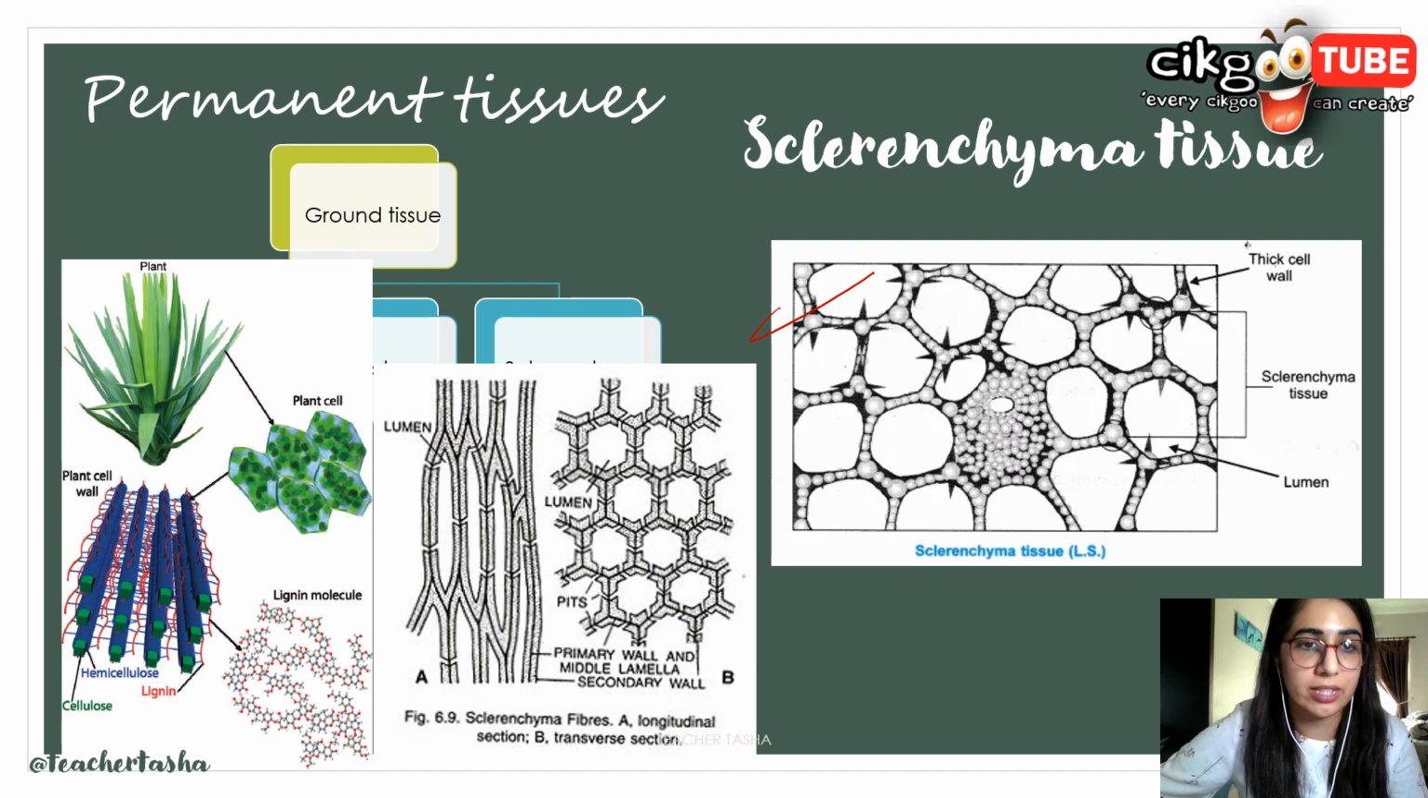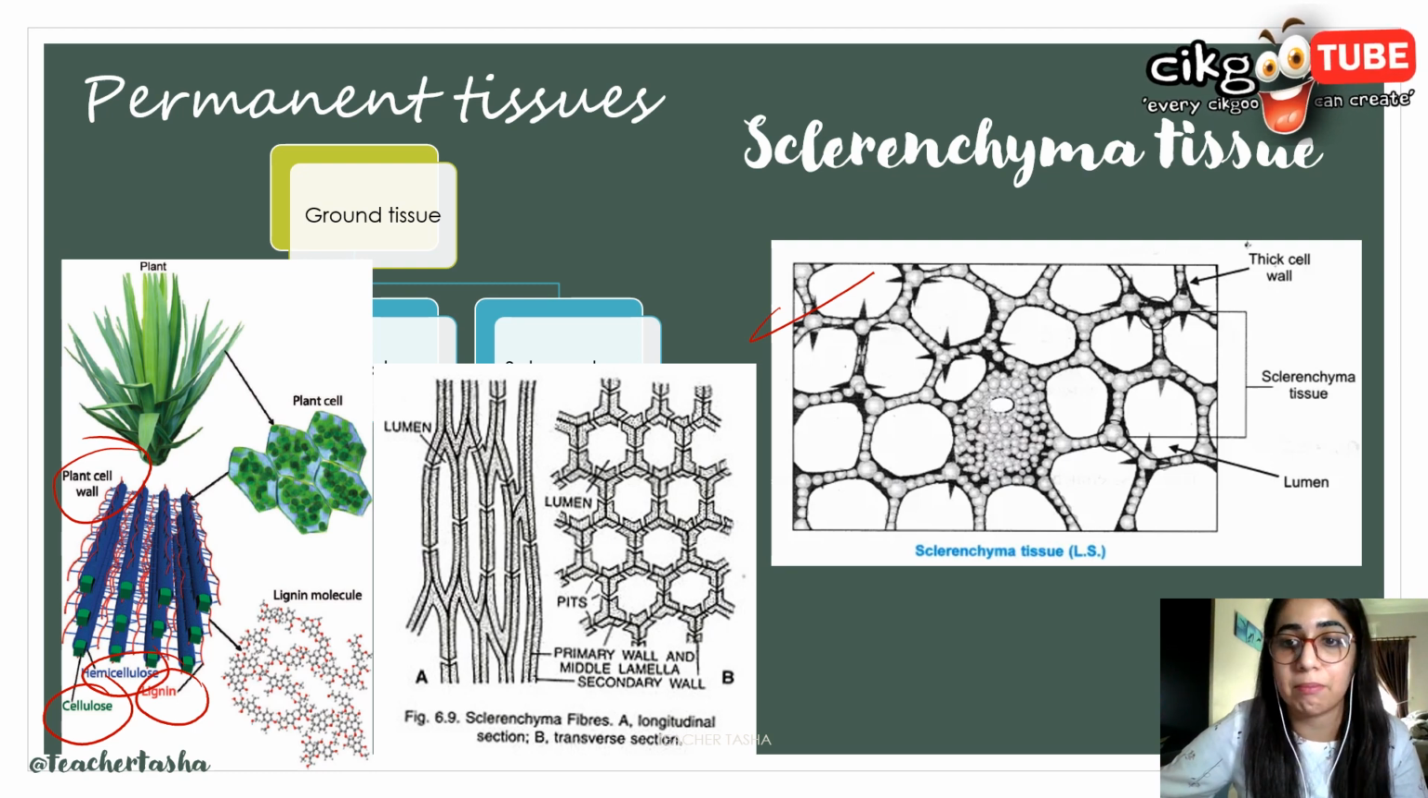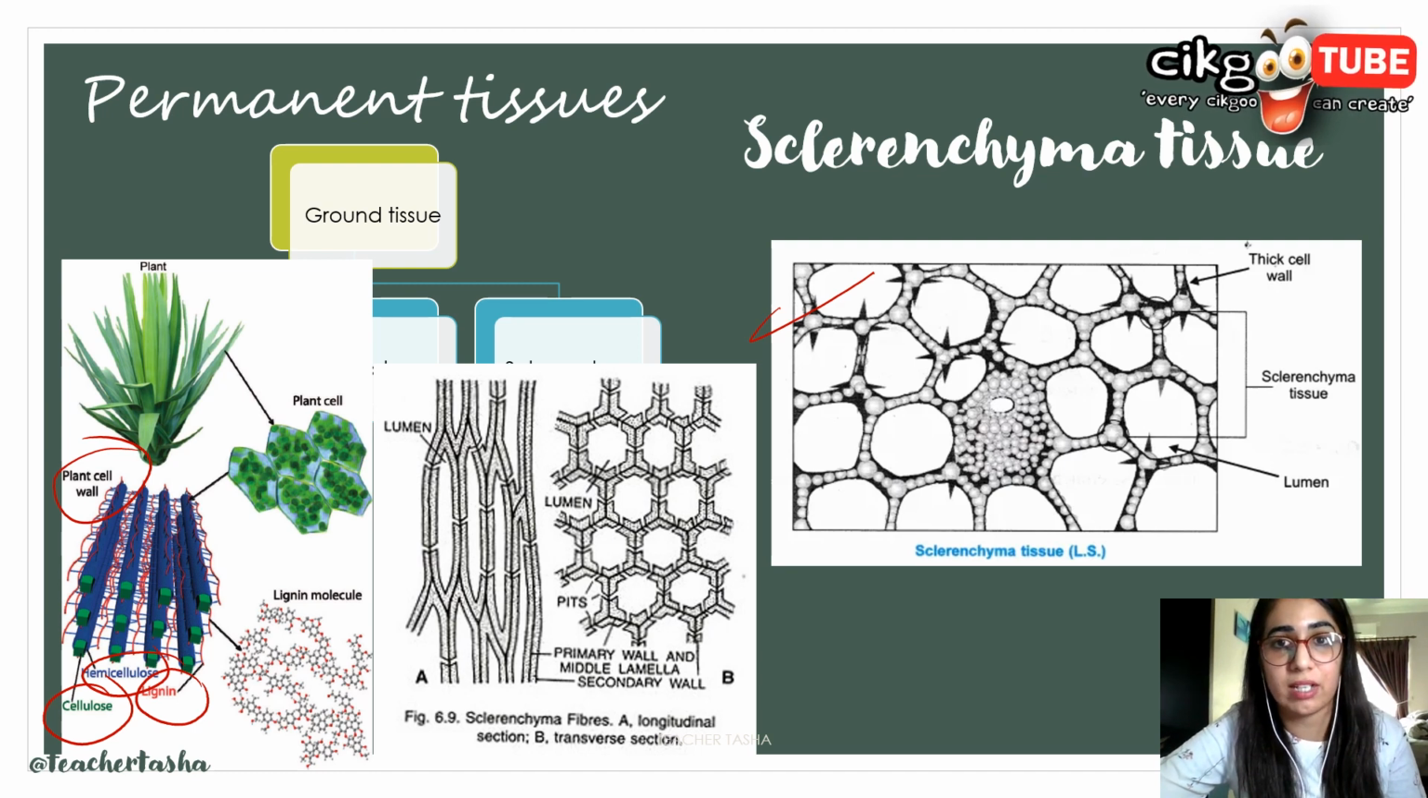If you look at the picture here, this is the cell wall of a plant. We have cellulose, hemicellulose, and also lignin. They are the parts that make up the cell wall. Usually lignin is used in paper production, so it is a very important structure as well. Most of these sclerenchyma plant cells are dead at maturity. So what is the function of sclerenchyma? Sclerenchyma helps to support and strengthen the plant body, but it also helps in the transport of water and nutrients in plants.